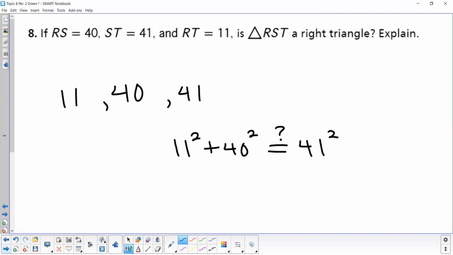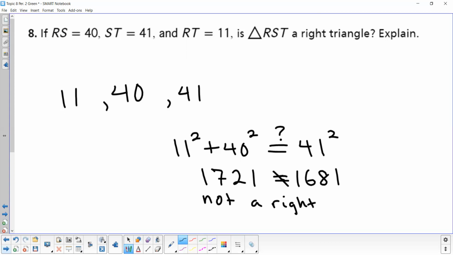Is it 1721? Yeah, I got that too. What's 11 squared? 121. 40 squared? 1600. All right, 41 squared, I don't have that one, so help. 1681. Are those things the same? No. These are not equal, so it's not a right triangle.